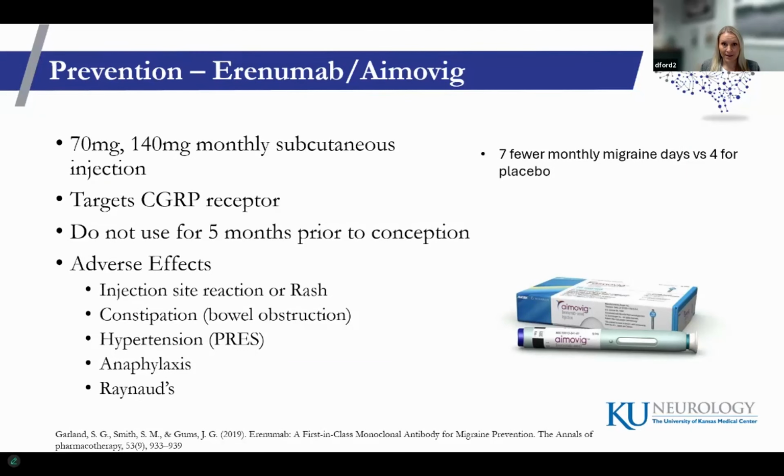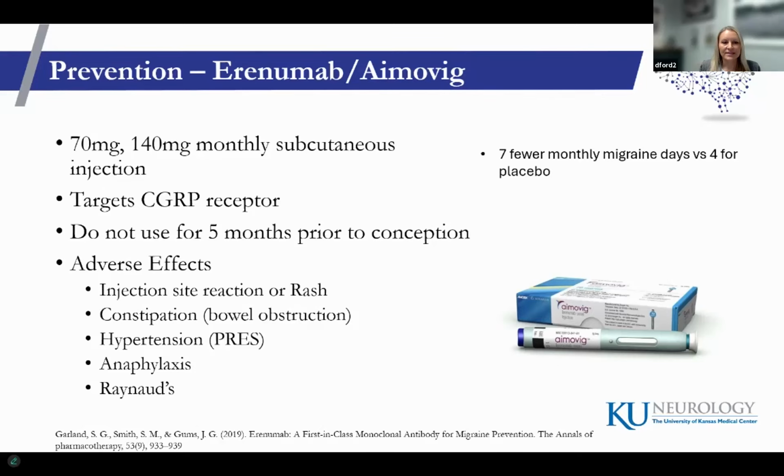So erenumab, so Aimovig, has a self-injector pen or a pre-filled syringe. It comes in 70 and 140 milligrams. And you'll see on there, this is where those important questions come for women. We do not use this for 5 months prior to conception. You need to be off of this medication due to that extended half-life. So this is where a lot of the counseling is going to come in. And that's going to be true for all these injectables and the IV Vyepti. And so I always ask my patients, what are your pregnancy plans over the next few years? What are your plans for contraception? Like what are we doing with our life?